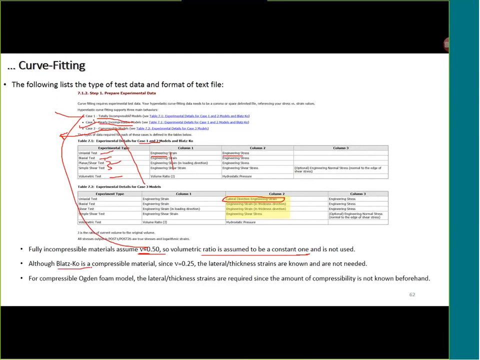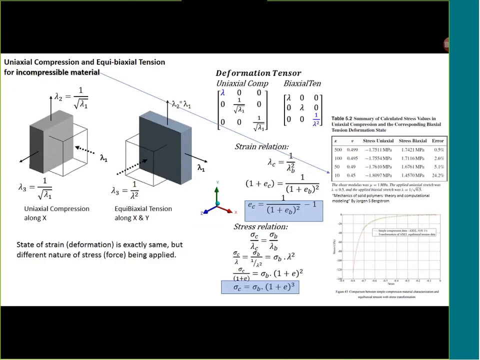For the Blatz-Ko model, the Poisson ratio is fixed as 0.25, so we don't need to provide the lateral strain details. So for the Ogden foam model, remember that both Blatz-Ko and Ogden are used for foam models. For Blatz-Ko, the Poisson ratio is fixed, but for Ogden foam, the Poisson ratio is not fixed. So we need lateral strain information to account for the compressibility if it is not known beforehand.